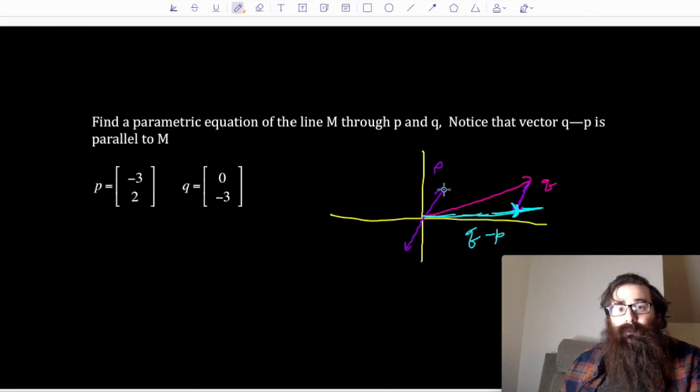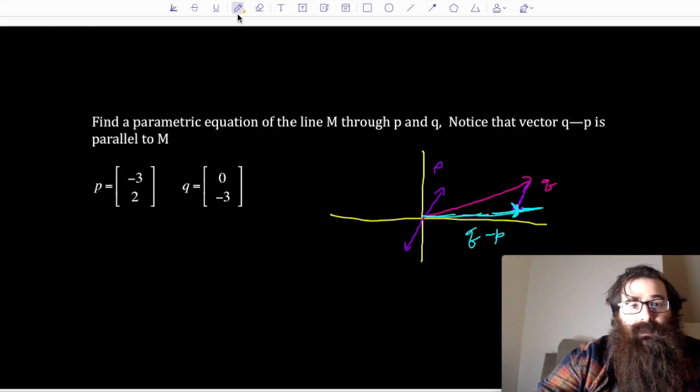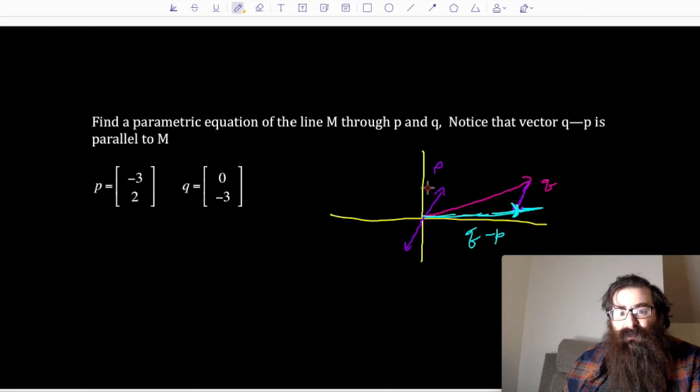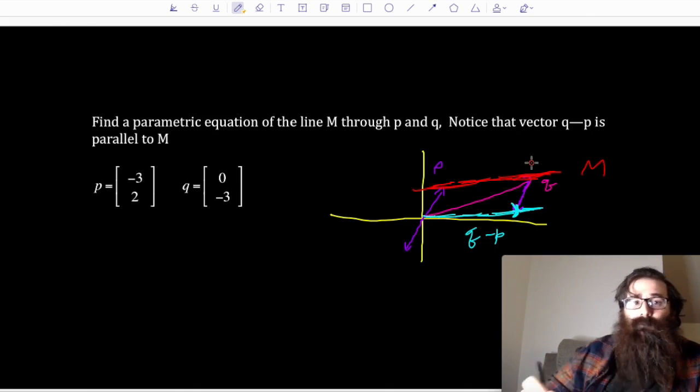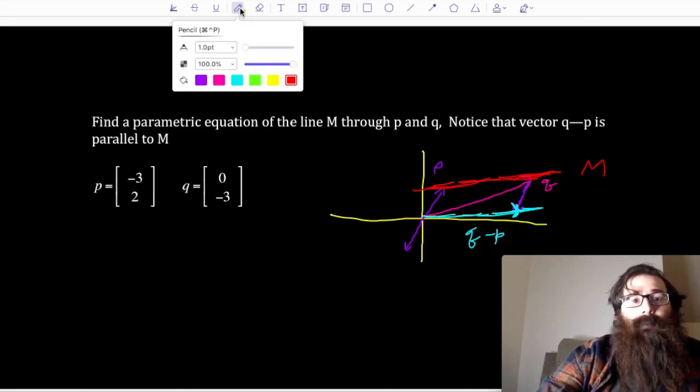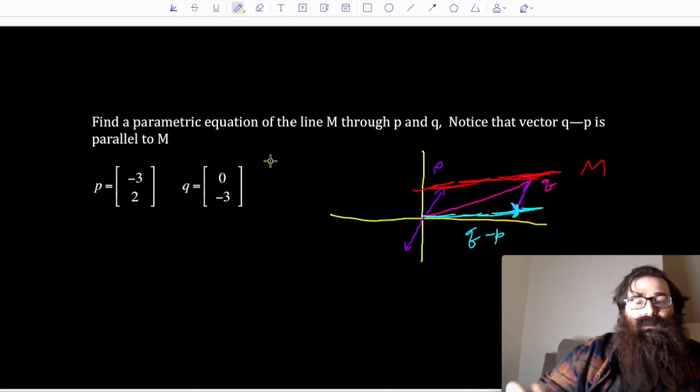But then if I consider the line m, and the line m is through vectors p and q, that would be just running a line through vectors p and q. And maybe not super convincing with my picture, but this blue line is parallel to this red line, is what I'm trying to depict. That q minus p is in fact parallel to this line m, which goes through vectors p and q. Why does that matter? Why is it important to know that?